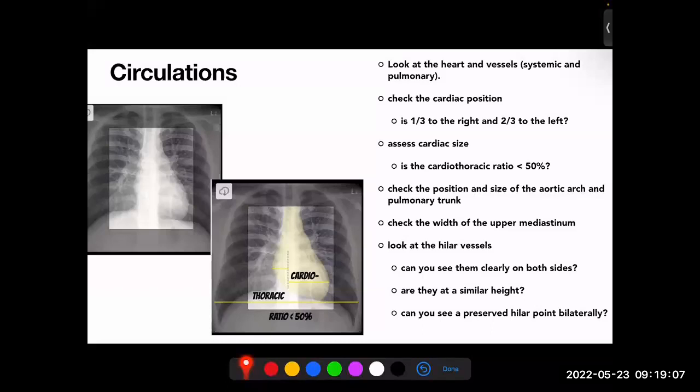And normally, a third of the heart should be on the right, and two-thirds will be on the left. And then you check the cardiothoracic ratio, check the position and size of the aortic arch, check the width of the mediastinum. What are the causes of widening of the mediastinum, people? Anybody? I have spoken enough. Hello? Mediastinal masses. Mediastinal masses, that is too unspecific. Specifically? Yes, widening of the mediastinum.